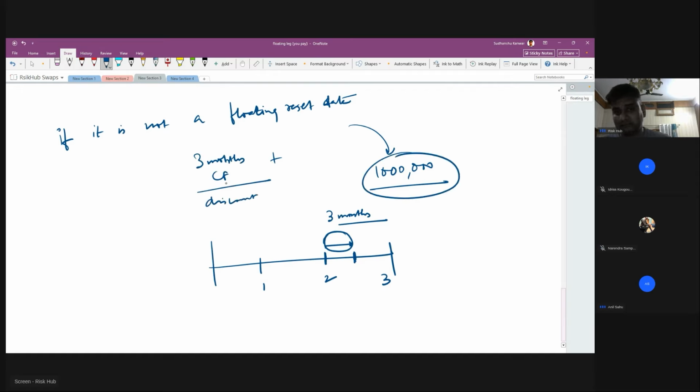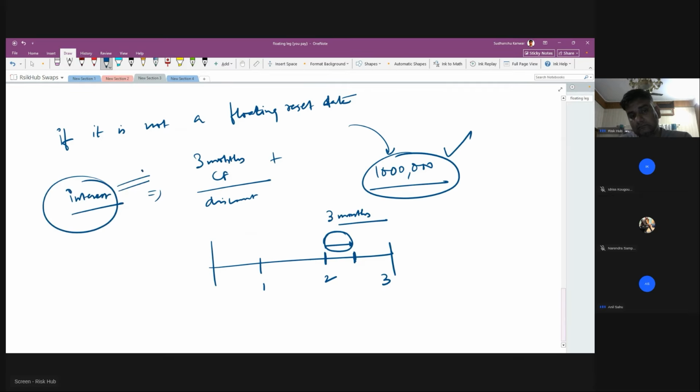That's it, guys. In floating, I don't need to take 3, 4 cash flows. I will only have one cash flow, which is the reset amount, and whatever is the minor interest which I'll earn in the middle part if it is not reset. So in floating reset date, there will only be 2 cash flows.